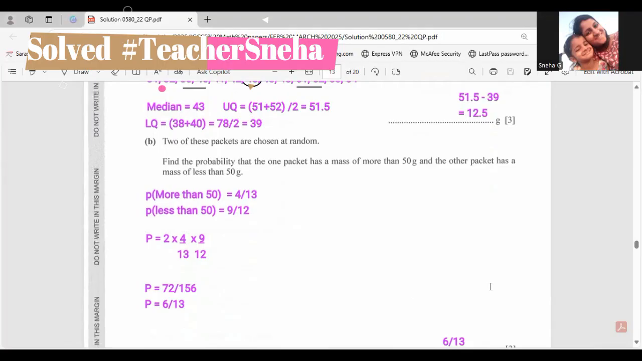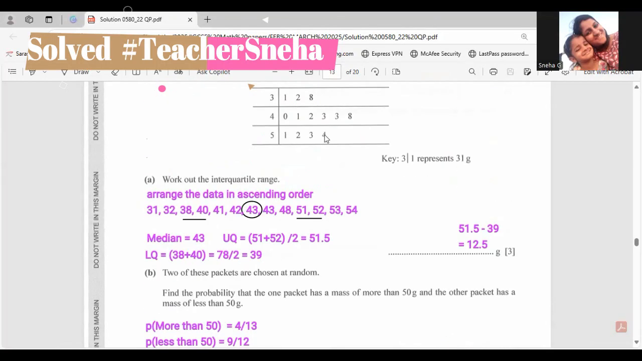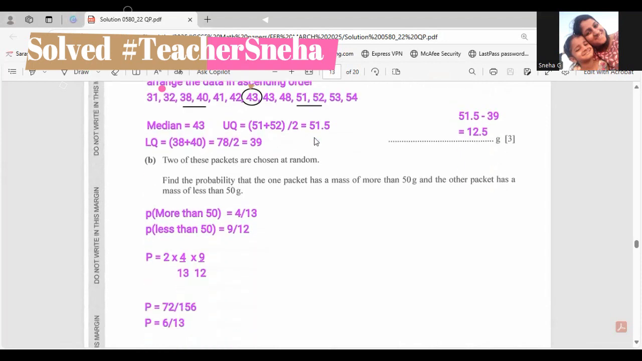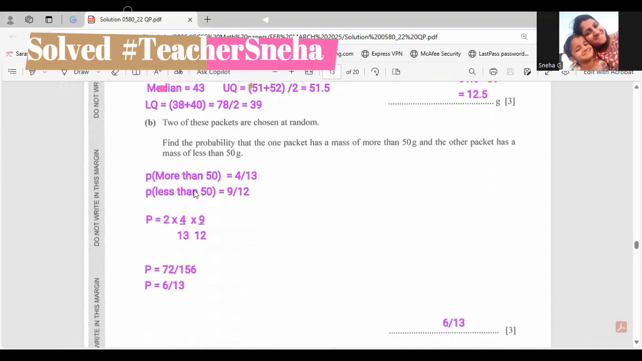Find the probability that one packet has a mass more than 50 and the other packet has a mass less than 50. For the probability of more than 50, there are 4 numbers that are more than 50. So the probability of obtaining more than 50 is 4 upon 13. And less than 50 will be, when the one packet is removed, 9 upon 12. So these are your two probabilities.